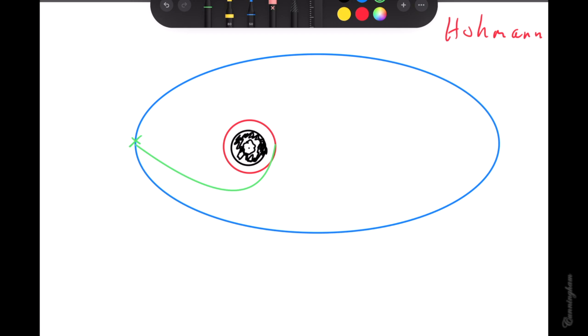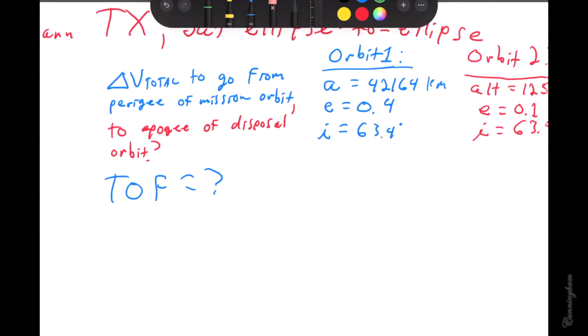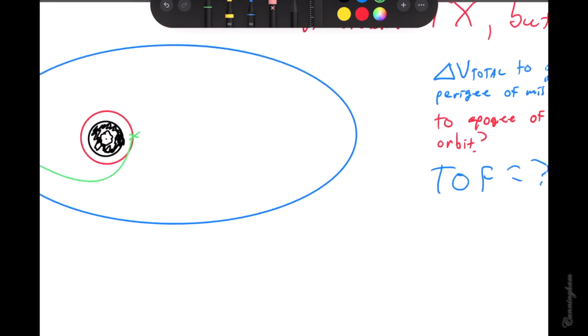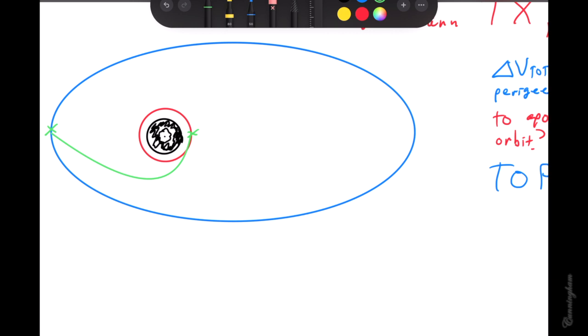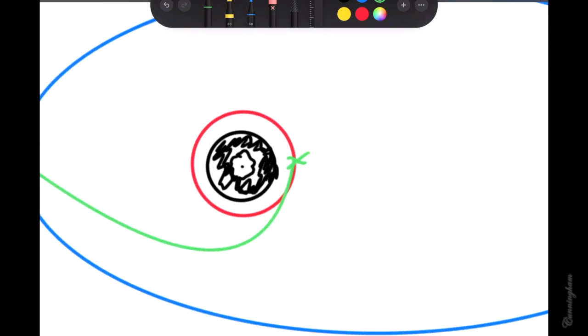And again, you can barely tell, right? This red orbit looks almost like a circle, but the problem tells us it's not quite a circle. It's a very small eccentricity, but still an ellipse of some kind. So we want to go from, and as you can see, if you really zoom in, this point here is a little bit farther away than perigee of this disposal orbit.